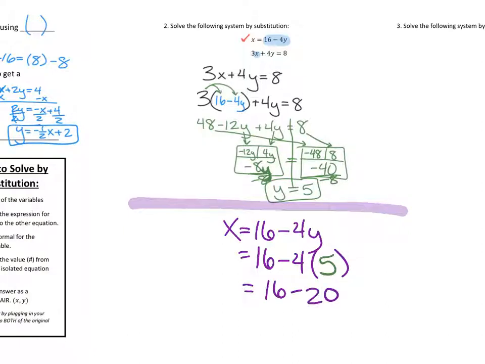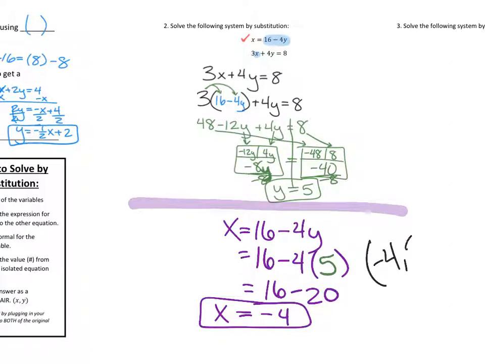And 16 minus 20 is negative 4. And now I have both the x and the y coordinate for my coordinate pair. What would be my final answer? It would be (-4, 5). Absolutely. Negative 4, 5 is the ordered pair. That is the solution to that system. If I were to graph these two lines, negative 4, 5 is where they cross. If I were to plug in this x and y value into the original equation, it would come out as true.